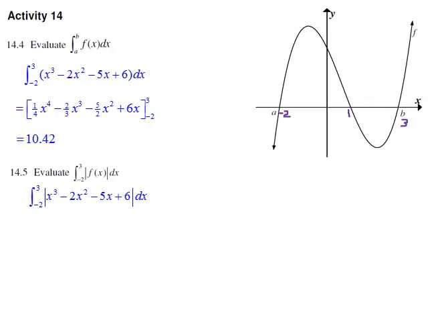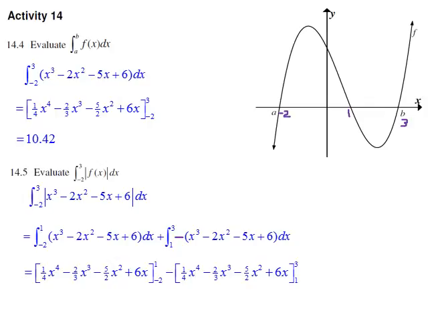So the first interval will go from minus 2 to 1, where we use f(x), and the second interval will go from 1 to 3, but on that interval we will be using negative f(x). So again, we can integrate both these integrals with the power rule, and if we substitute the values and simplify, we get a final answer of 21.08.